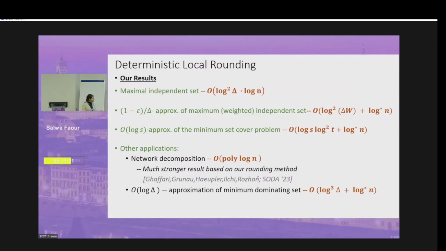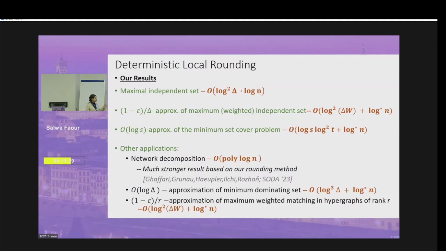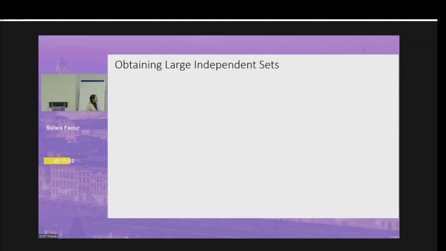So there are other problems like minimum dominating set and maximum weighted matching in hypergraphs, but unfortunately I don't have time to go through all of this, and I won't. But what I would like to do now is illustrate and highlight the ideas of this de-randomization via local rounding method on an example of a simpler problem.